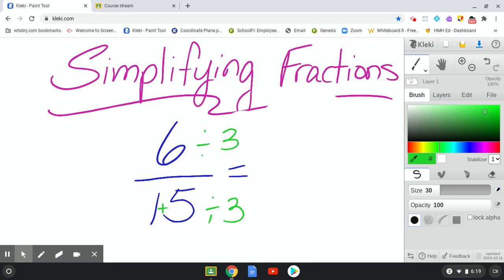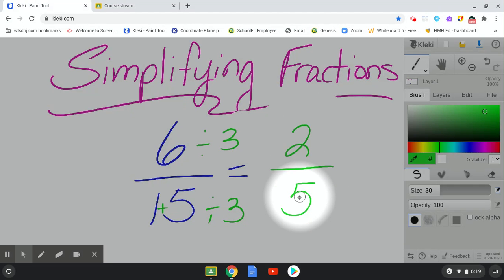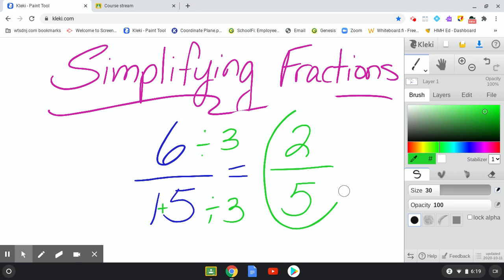So 6 divided by 3 is equal to 2, and 15 divided by 3 is equal to 5. Now, it just so happens this is already in simplest form. I cannot simplify it any further. Okay, so 2/5 would be my final answer.